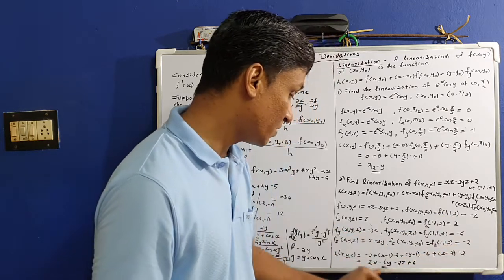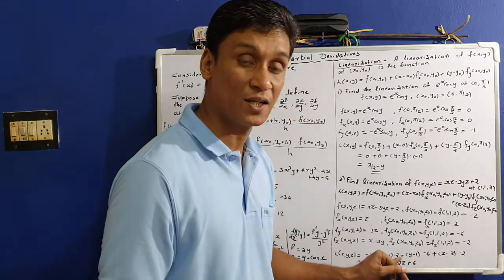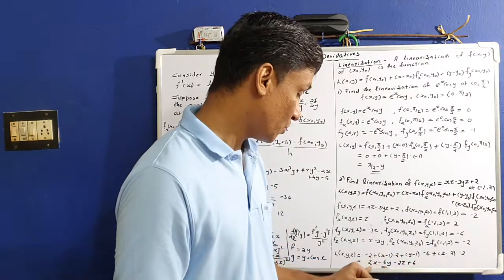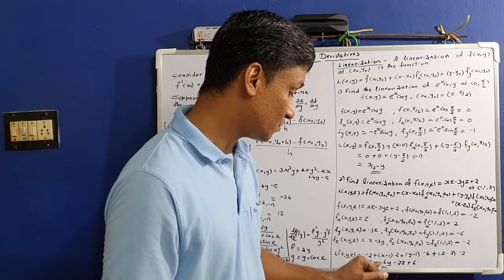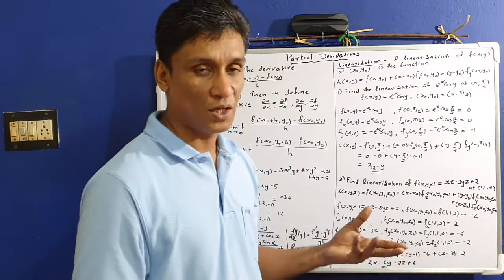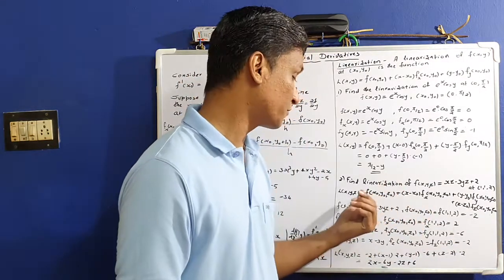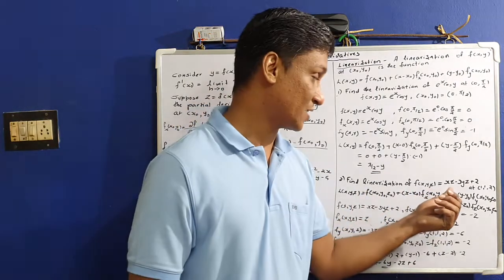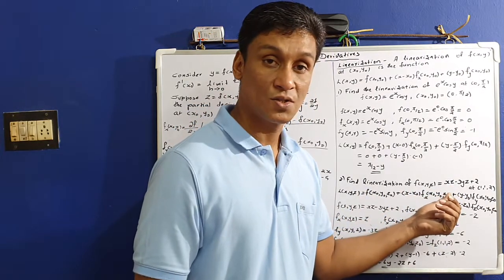On simplification, you can expand the brackets and simplify. You get L(x, y, z) equal to x minus 6y minus 2z plus 6. So this is the linearization of the function of three variables f(x, y, z) as given.